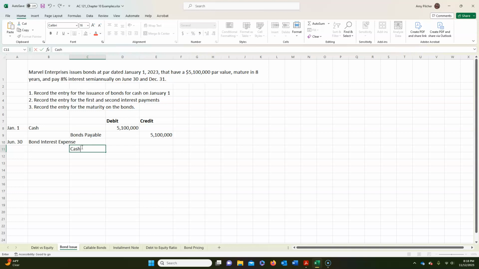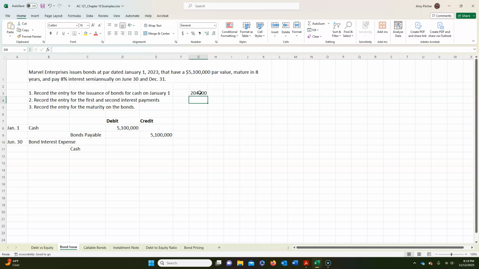And we're going to pay cash. So we want to know, what is that 8% interest expense? We have $5 million in bonds times 8% interest times half a year, or 6 divided by 12, or times half, or whatever way you want to do it. So that interest expense every 6 months is $204,000.